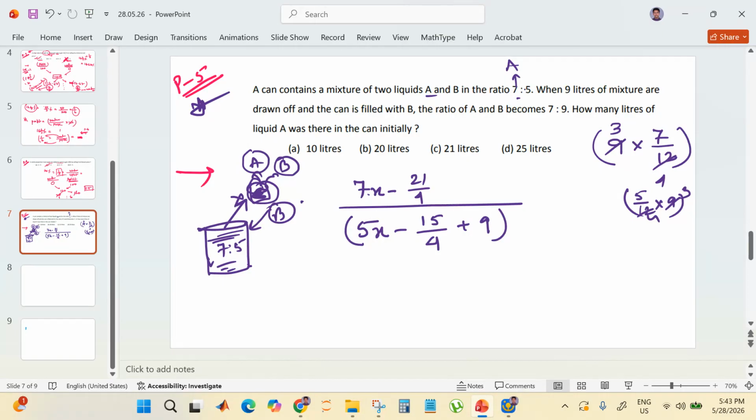So 9 liters of the mixture are taken out and 9 liters will be added. It becomes 7 by 9. So from this calculation you have to find x. And what is x? How many liters of liquid A were there in the can initially? That means after finding x, you have to find 7x, because initially A was 7x. Having a ratio 7, the amount will be 7x.